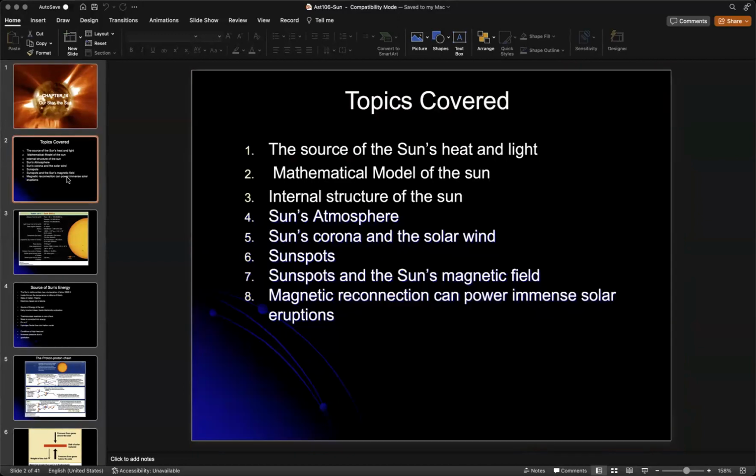The main topics covered in this chapter are the source of sun's heat and light, mathematical model of the sun, internal structure of the sun, sun's atmosphere, sun's corona and the solar winds, sunspots, the relationship between sunspots and the sun's magnetic field, and the magnetic reconnection, which can power immense solar eruptions.